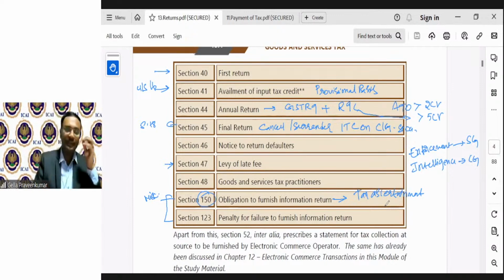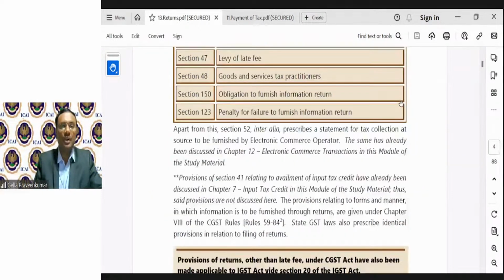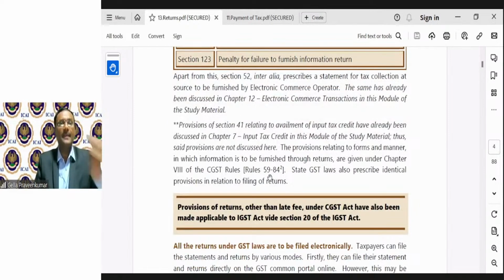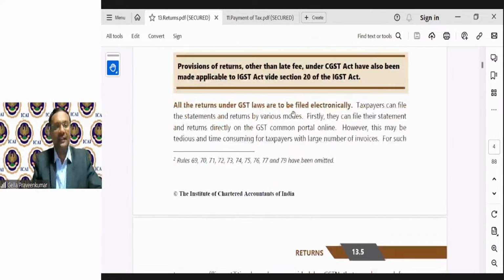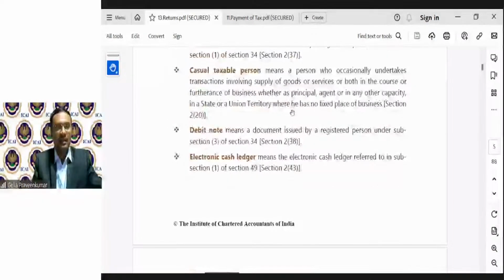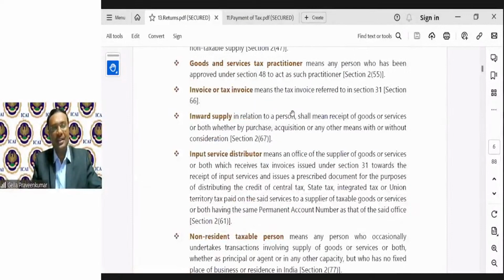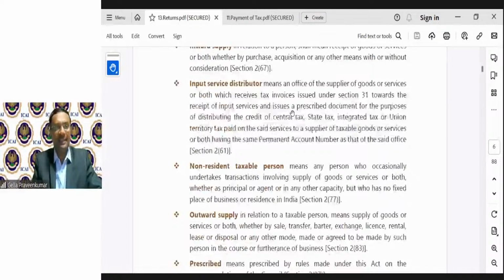So for that purpose, we use provisions connected with section 150. In this regard, if any return which is called for is not given, or information is not given, penalty will be levied under 123. Section 41, we have already studied in your input tax credit module. We will not dwell in detail on 41. These definitions we have already covered in registration, books of accounts, and tax invoice related aspects.